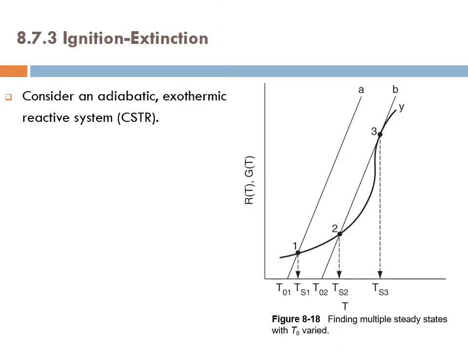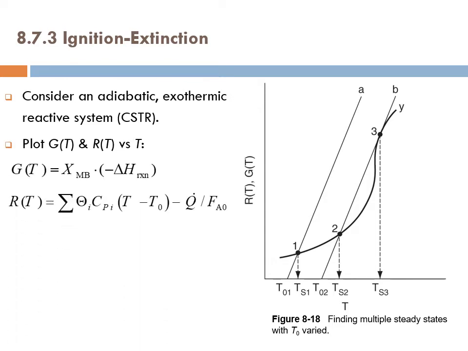With this brief introduction, now we can go ahead and talk about ignition and extinction within a reactor. Let's take a CSTR. So let's consider an adiabatic exothermic reactive system, and basically this reaction is carried out in a CSTR, as I just mentioned. Okay, let's plot G(T) and R(T) versus temperature, just like we did earlier.